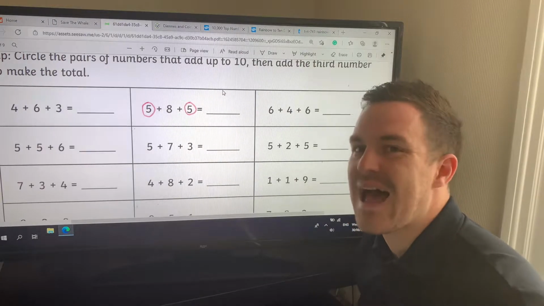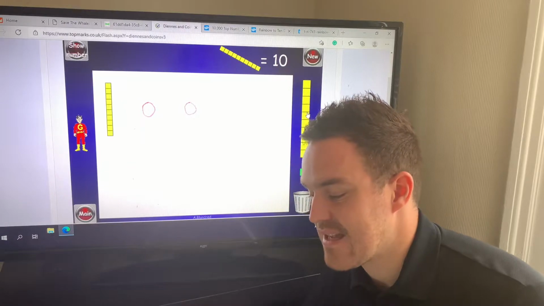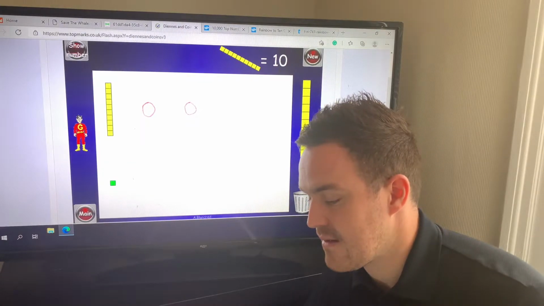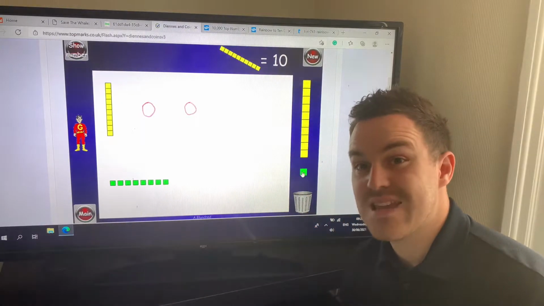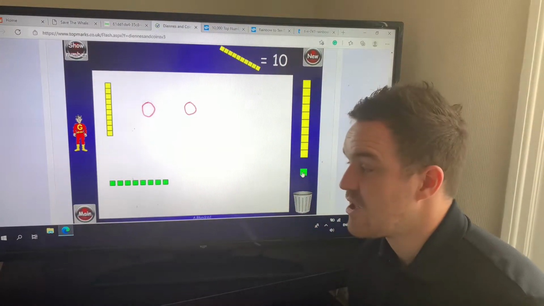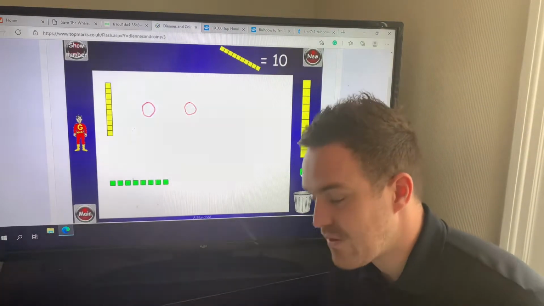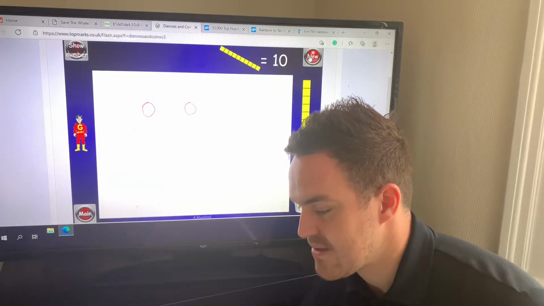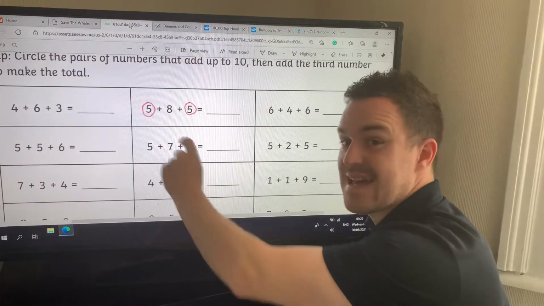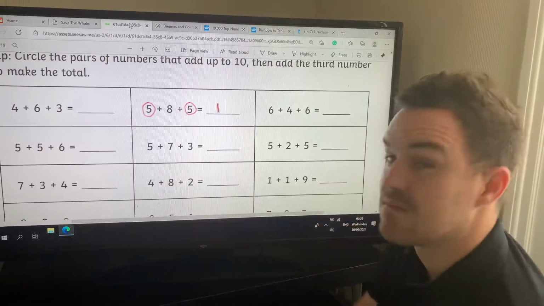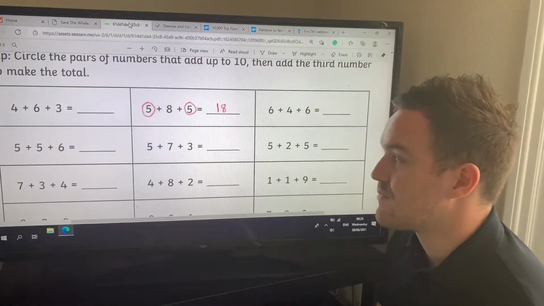Now, I don't need to add 10 and 8, because I already know that 10 and 8 is a group of 10 and 8 ones, which is 18. I don't need to do 10 add 8, because it's a very simple number. So my answer for that first question is 5 add 5 was 10, 10 add 8, one set of 10 and 8 ones is 18. Okay, let me do another one.